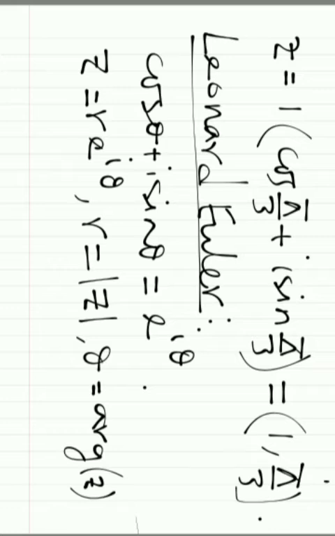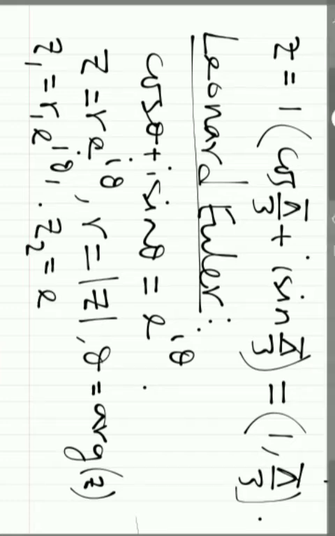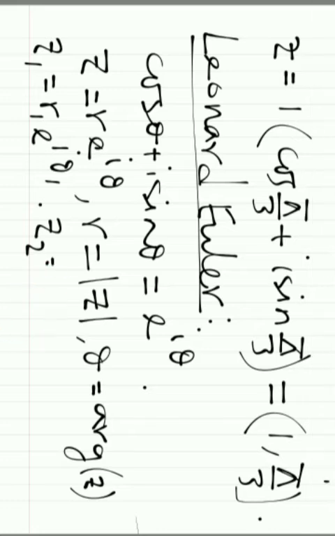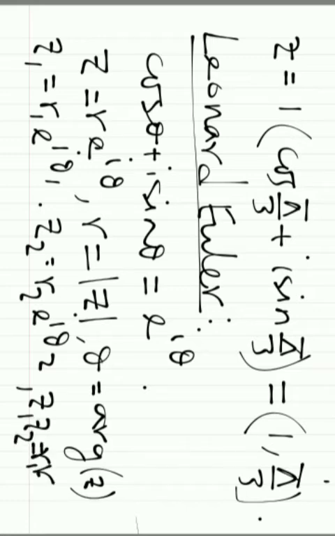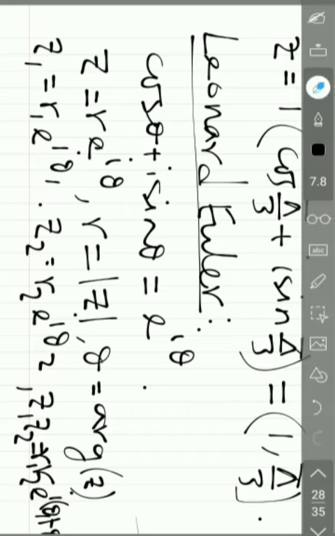Because when you are multiplying two complex numbers, suppose you are having two complex numbers r1 e to the power i theta 1 and r2 e to the power i theta 2, then you are having the multiplication as z1 z2 equals r1 r2 e to the power i into theta 1 plus theta 2. Okay, let me write it in the next page.